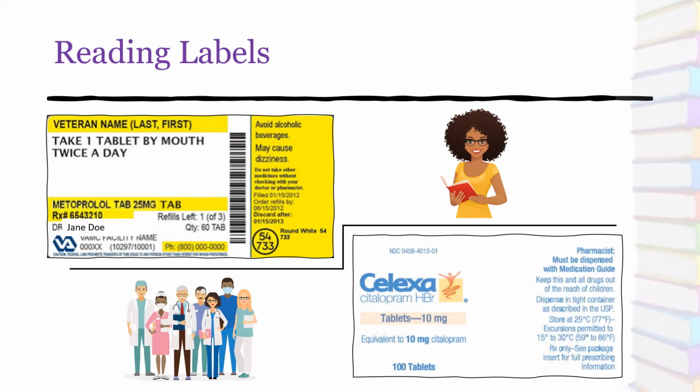Reading labels. The labels shown on this slide help us better understand the name, dose, and adverse effects of the prescribed medication ordered for the patient. For example, the label on the left upper corner states the patient's first and last name, the dose to be taken, which is 1 tablet by mouth twice a day, the name of the medication, the dose per tab, and the doctor's first and last name.